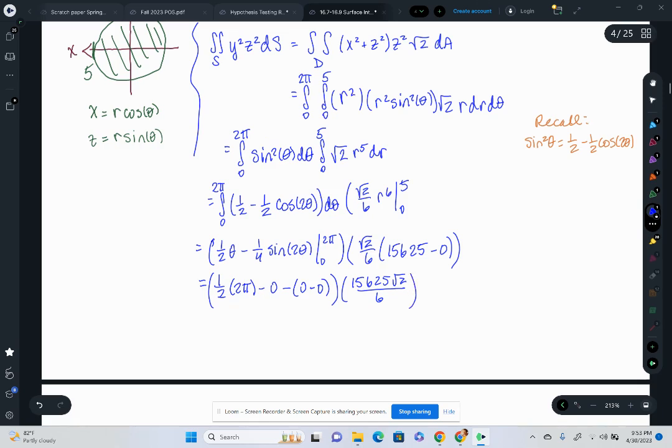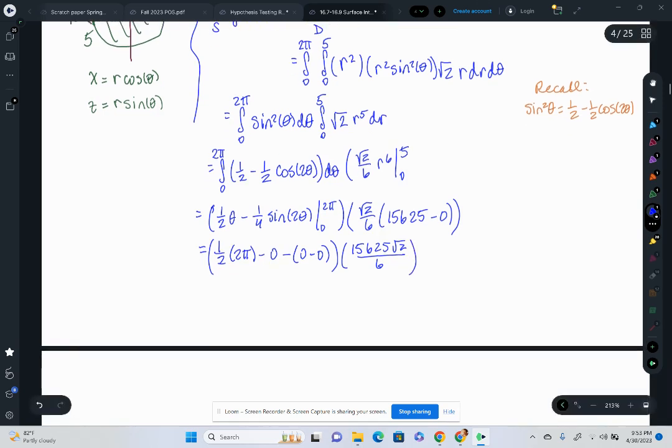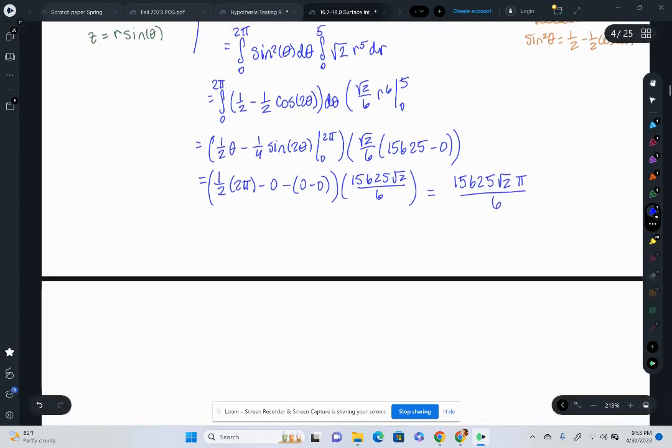Okay, and we are almost done. The 1/2 times the 2 pi just gives me a pi. My final answer is 15,625 square root 2 pi over 6. That is the value of the surface integral.